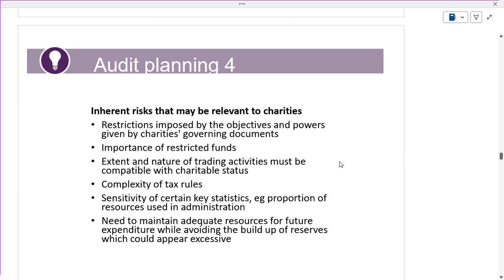If you are working with a not-for-profit, there are restrictions imposed by the objectives and powers given by the charity's governing documents. They will say that you have to spend on this, you should not spend on this. You have to spend this much amount on these activities, in these areas. You cannot take donations from these people. There will be so many terms and conditions. That is the importance of restricted funds. Okay. Action and nature of trading activities must be comparable with charitable trades.